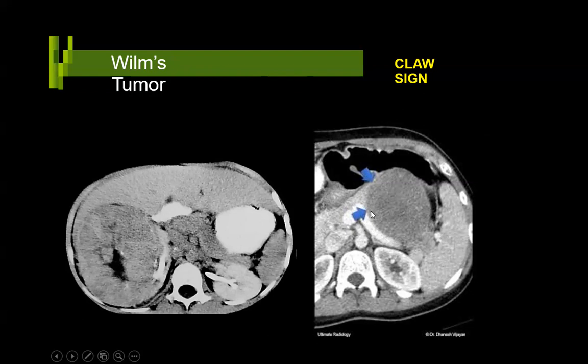If you see some part of the, sorry, this is not the claw sign. This is splenic vein. Sorry, it's the kidneys here. So it's just to, don't mix it up. I don't know why I put this here. This is a sort of splenic lesion. Okay. Claw sign is this one. You see some part of the kidney that is around it.